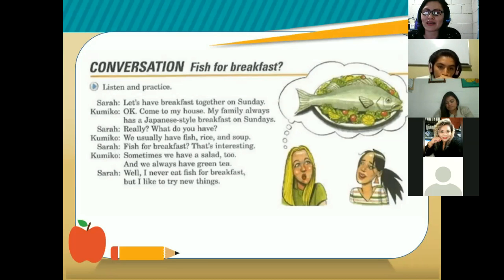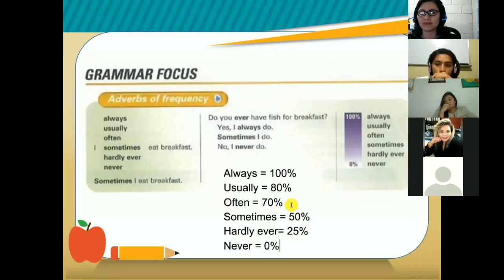Let me go ahead and move. So here we have the grammar focus, right? When it comes to adverbs of frequency, okay? We said we had more than those we saw there, right? We have always, usually, often, sometimes, hardly ever, and never, okay? Those are some of the adverbs of frequency that we can find. You can find the topic as adverbs of frequency or as frequency adverbs, right? Both names will appear if you search for more information. Now, as you can see, the formula when it comes to using the frequency adverbs or adverbs of frequency is like this.